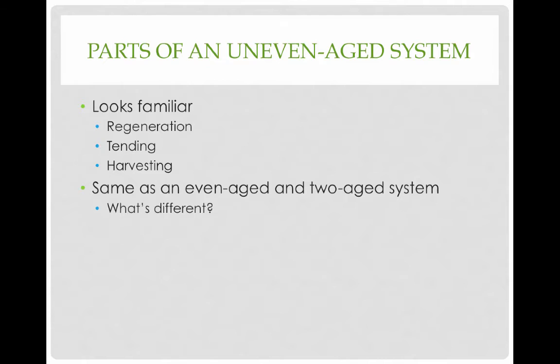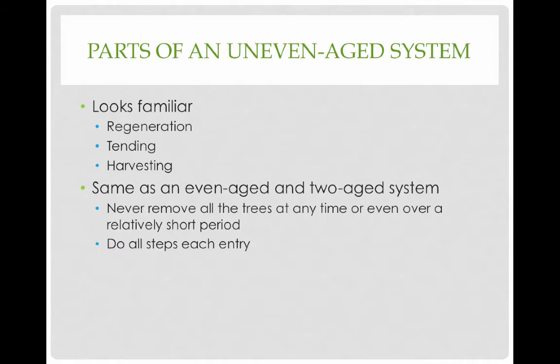So this is the same as an even age system and a two age system, but what's different? The big difference is with an uneven age system, we're never removing all the trees at any time or even over a relatively short time. So we're doing all these steps each entry, each cutting cycle, and I'll get into that term in a second. We're regenerating, we're tending, we're harvesting. We're doing all three of those at once.